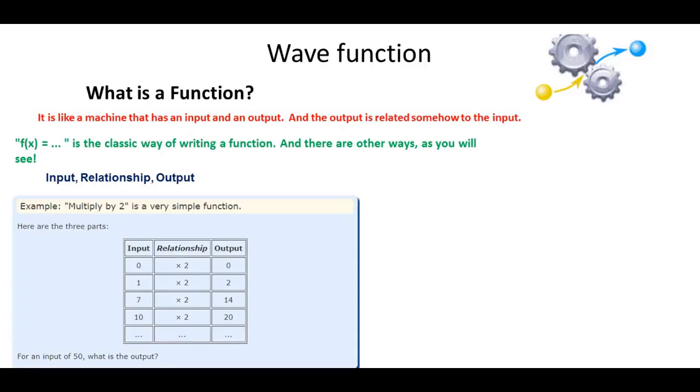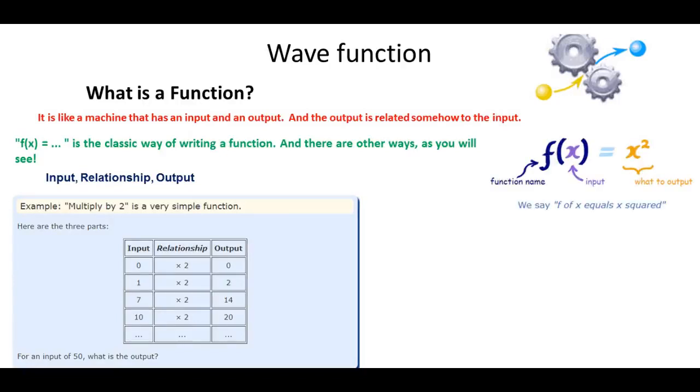Let me explain with an example. Multiply by 2 is a very simple function. Here there are three parts, as you see in the table. If the input is 0, then the output is also 0, and the function or the relationship is multiply by 2. If the input is 1, then the output is 2. The same mathematical function is used. If the input is 7, the output is 14. If the input is 10, then the output is 20. So this is a simple mathematical function.